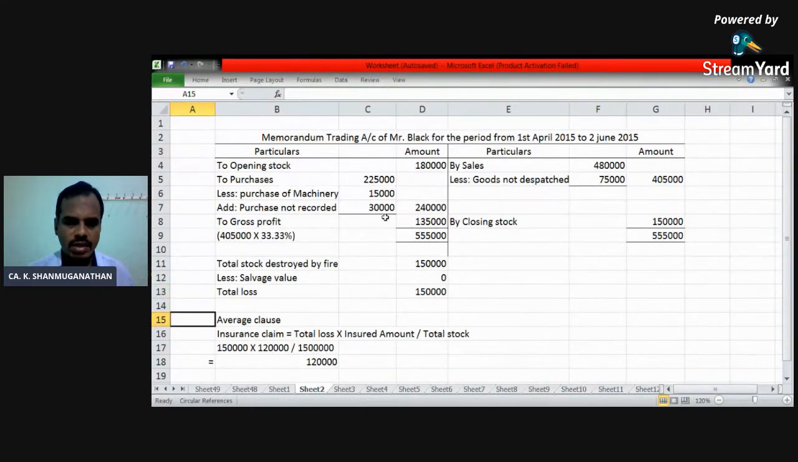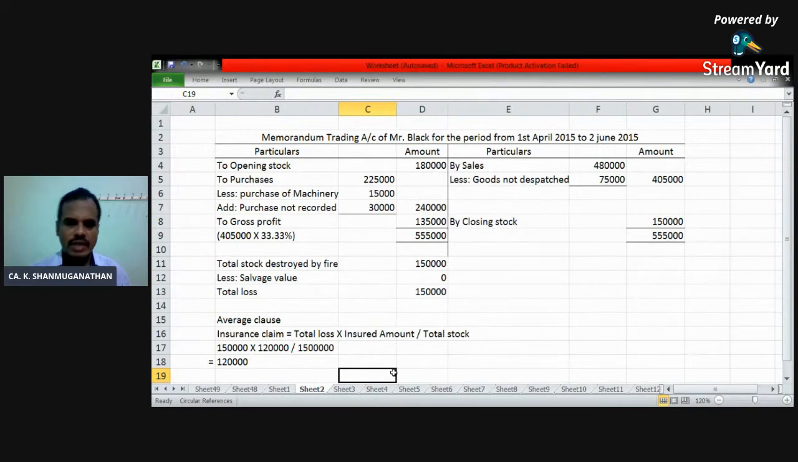Apply the average clause. When we apply the average clause, the insurance claim equals total loss multiplied by insured amount, that is, policy amount divided by total stock. So 1 lakh 50,000, and the question gives the insured amount 1 lakh 20,000, divided by 1 lakh 50,000. Ultimately, what do you get as the answer? The answer is 1 lakh 20,000. That's your insurance claim. As I was telling you, the average clause can only reduce the claim. Total stock destroyed is 1,50,000, but because of the average clause we are getting only 1 lakh 20,000. Just one step more: average clause, and that's salvage.